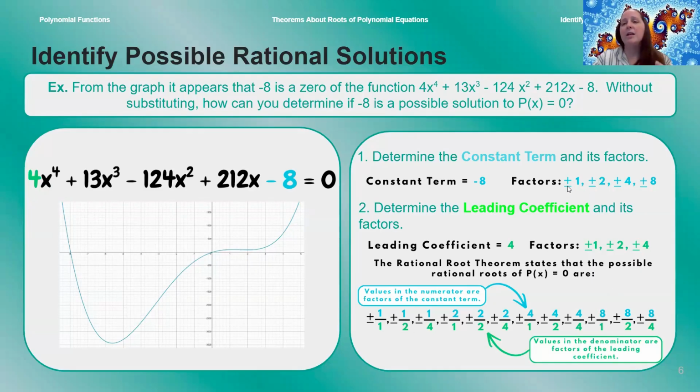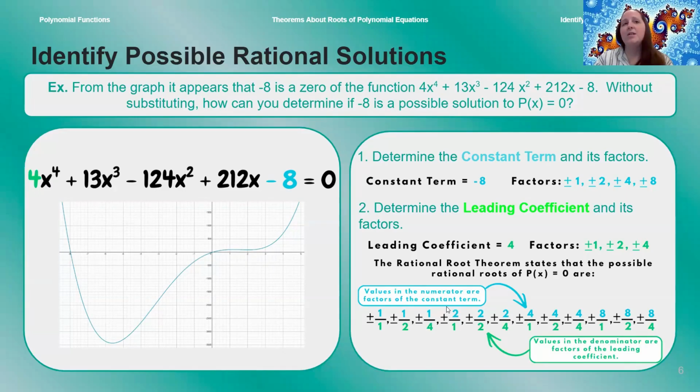Therefore, I always like to stick with the factor of the constant term on top and then write each of the factors of the leading coefficient underneath on the denominator. So like 1 over 1, 1 over 2, 1 over 4. And then I go to my next factor for my constant and I repeat the factors below. So 2 over 1, 2 over 2, 2 over 4. 4 over 1, 4 over 2, 4 over 4, 8 over 1, 8 over 2, 8 over 4.